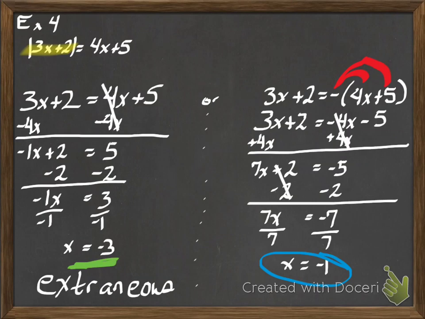And so that means that that is a solution. So this one works. So we end up with one solution and one extraneous. So that means the other one does not work. The only one that works is x equals negative 1.